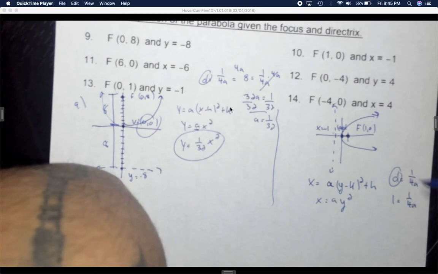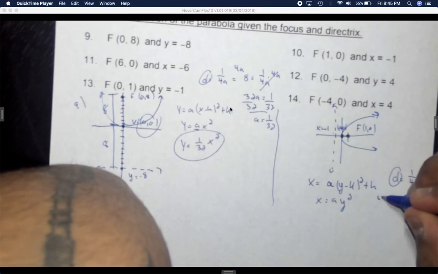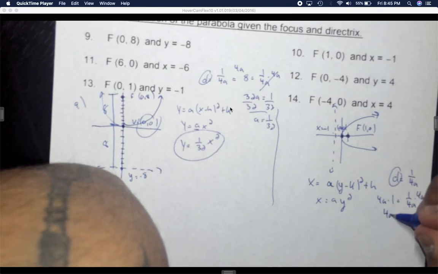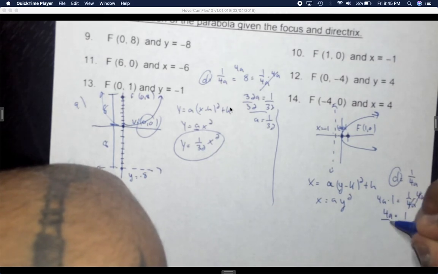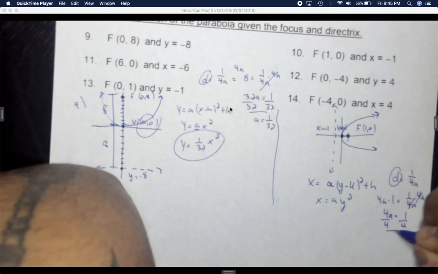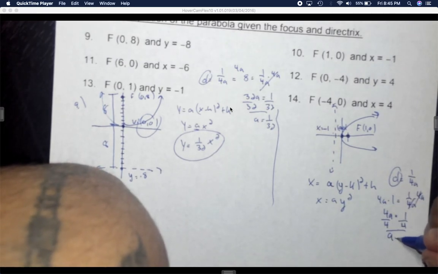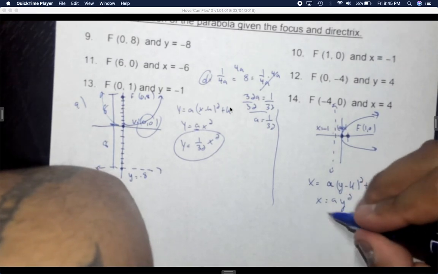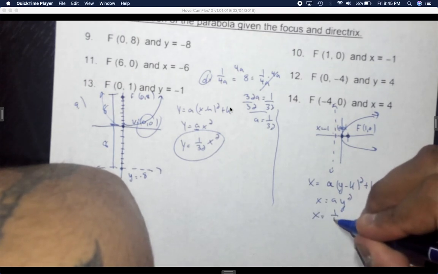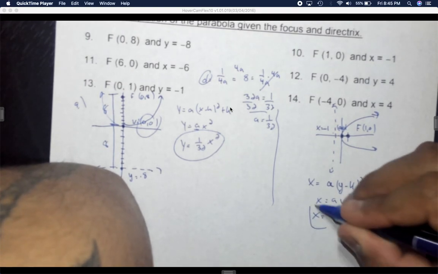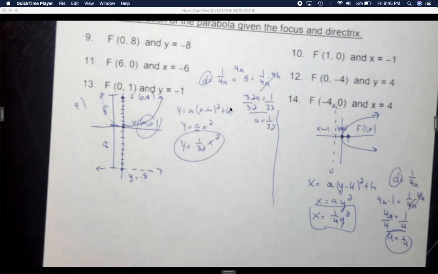So 1 is equal to 1 over 4a. Multiply by 4a on both sides, you end up with 4a is equal to 1. You end up with a is equal to 1/4. So that means that x is equal to 1/4 y squared. And that's it. You are done.